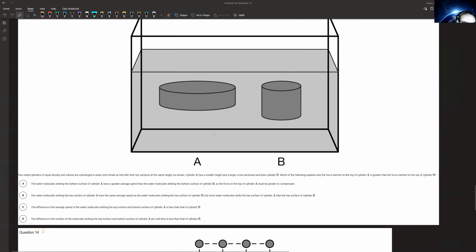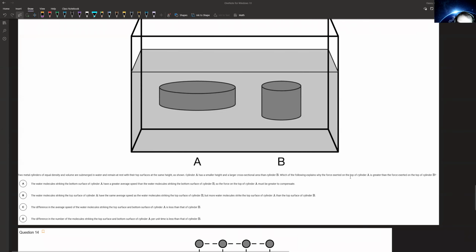Two metal cylinders of equal density and volume are submerged in water and remain at rest with their top surfaces at the same height. Cylinder A has a smaller height and larger cross-sectional area than B. Which of the following explains why the force exerted on the top of cylinder A is greater than the force?